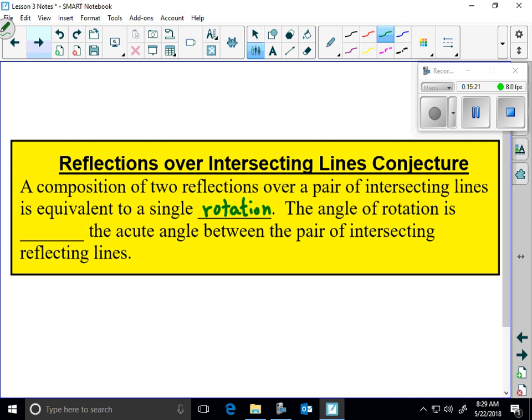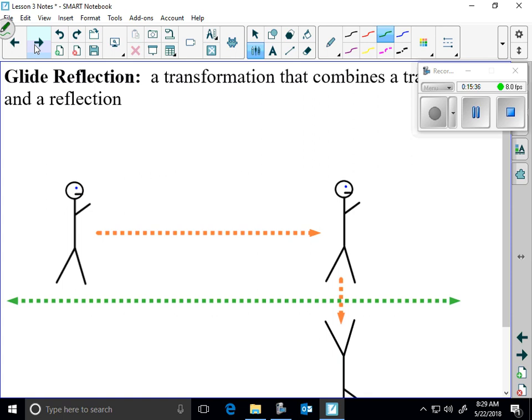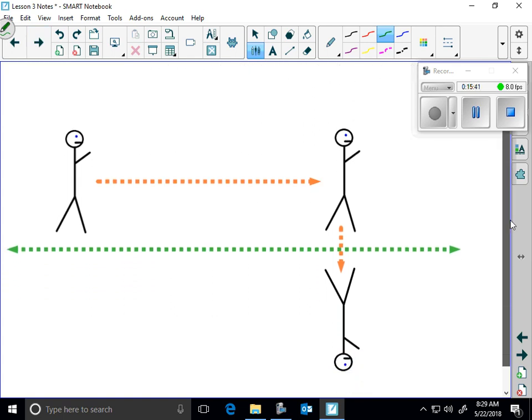Okay. The angle of rotation is blank the acute angle between the pair of intersecting lines. Double. Oh, so we used the same word there as we did in the last one. Let's look at an example. I think I got a homework problem here. Oh, this is our glide reflection. We already talked about this one with the heart, but glide followed by a reflection.